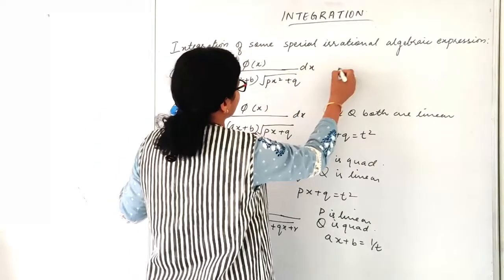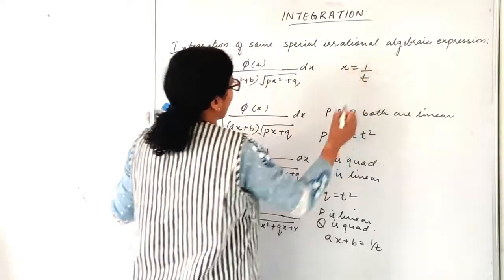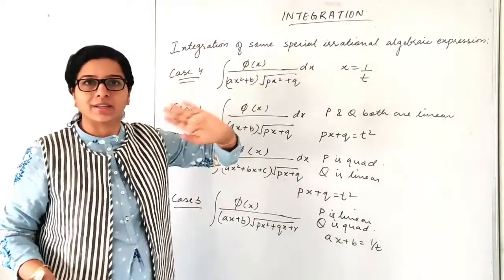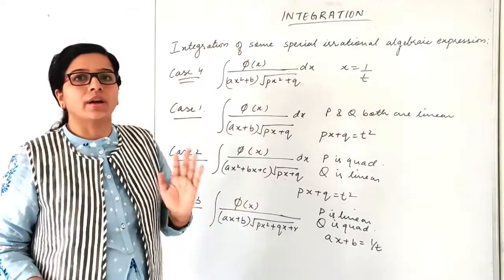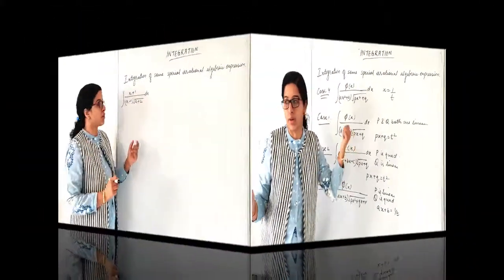So in that case, we take x as 1 by t and then we further solve it. Is that clear? So let us take one or two examples in this section and then we are done with the integration part.